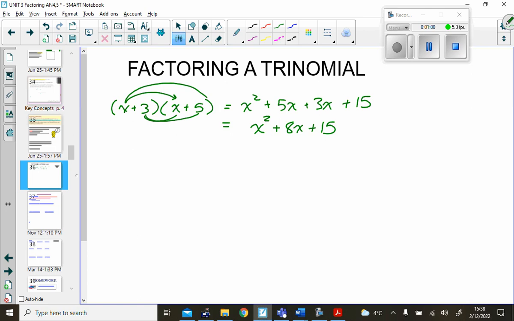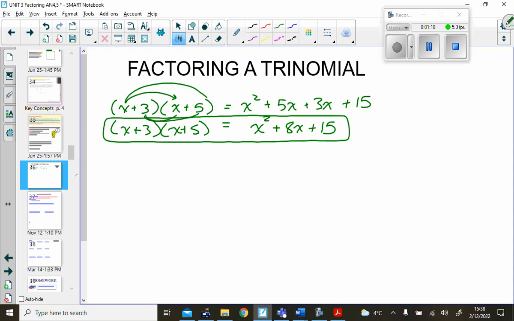And from what you can see, that is equal to x plus 3 times x plus 5. So those two things are equal. Expanding was taking these two factors and turning it into this. Factoring the trinomial means you're going to hopefully learn the skills to take a trinomial like this, and I'm going to try to teach you how to just look at this and figure out that it should be these two things multiplied together. And to do that, we're going to play a bit of a game first.